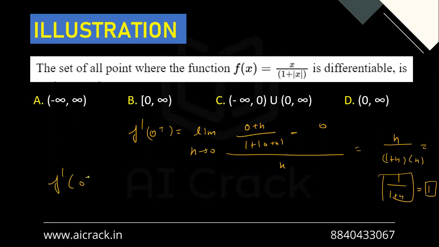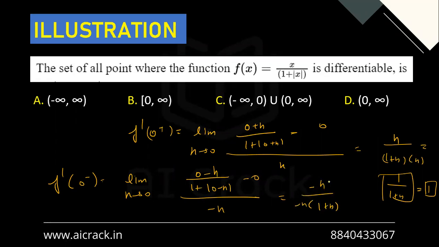Similarly, f dash 0 minus, that would be limit of h approaches 0, f of 0 minus h, that would be 0 minus h upon 1 plus mod of 0 minus h, minus f of 0, that is 0, divided by minus h, right? In that case, we'll get minus h upon minus h times 1 plus h. So again, that comes out to be 1. Now we can clearly say that the function is differentiable everywhere, because the critical point was 0. It's differentiable over here as well because LHD equals 1 equals RHD. So A is the correct option. It's differentiable everywhere, right?